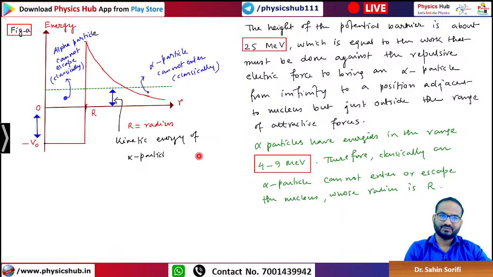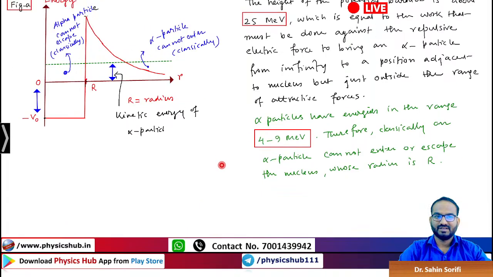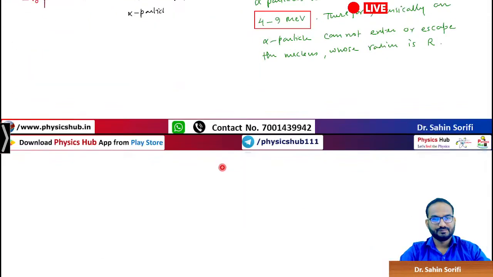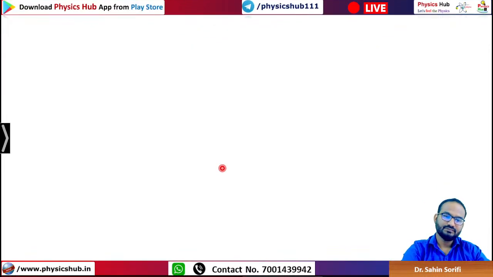Now this is the classical picture. Now quantum mechanically what happens, let us talk about in figure B. Look, quantum mechanically we can apply wave-particle duality. Any particle behaves as a wave, a wave behaves as a particle. Alpha particle is a quantum mechanical entity, so we can imagine its wave behavior. So let's talk about this figure B.